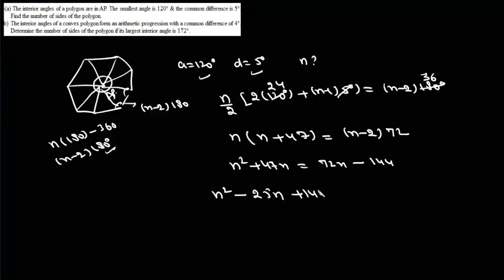25n plus 144 equals 0. So this is simply (n minus 16)(n minus 9) equals 0. So the value of n is either 16 or 9 for this sum to be equal to (n minus 2) into 180 degrees.